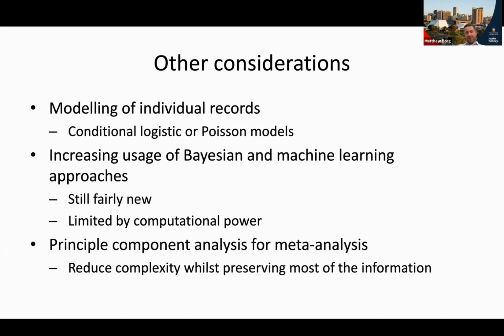The approach for meta-analysis can be quite complicated, taking a lot of information at once. One approach to adjust for this is to use principal component analysis, which reduces the complexity for the meta-analysis whilst preserving most of the information.